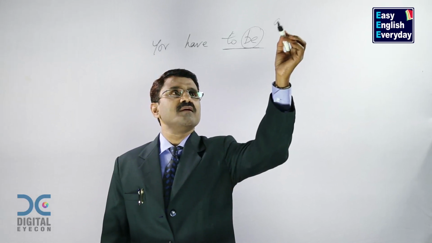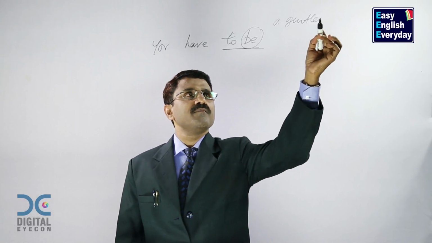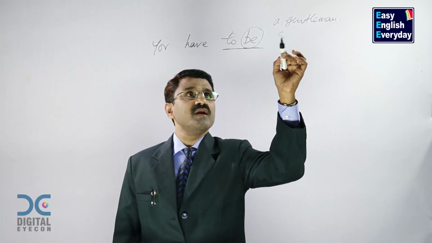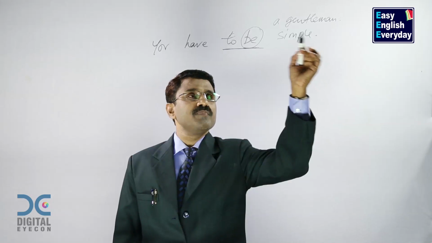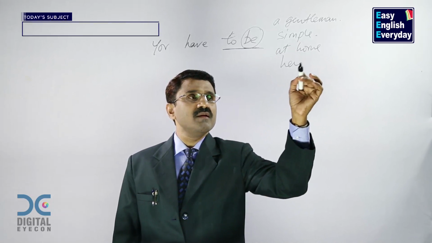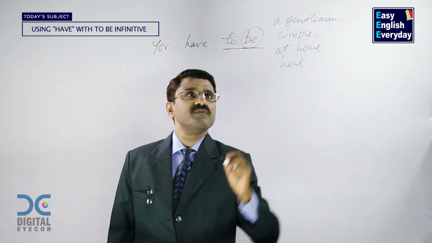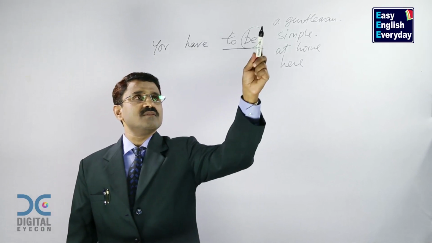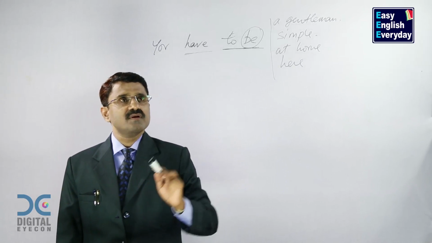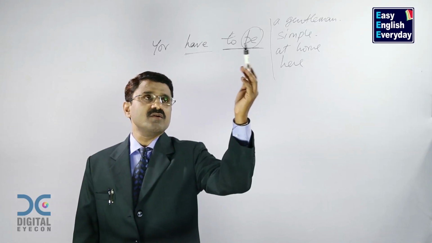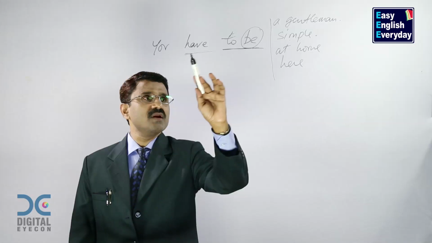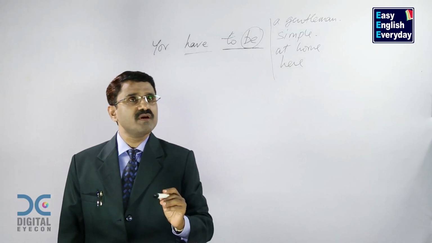Then when you decide to use to be, you can say words like this. You have to be a gentleman. You have to be simple. You have to be at home. You have to be here. You have to be with us. So this is another use of have. So you can use to base or to be. You have to be a gentleman. You have to be simple. You have to be at home. You have to be here.